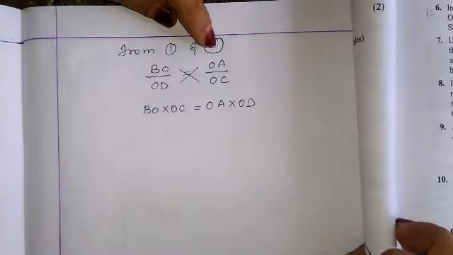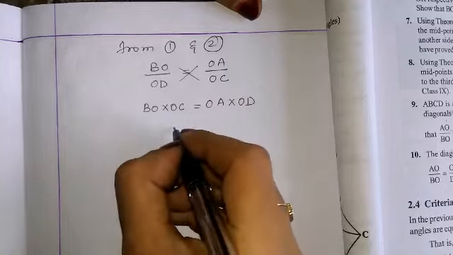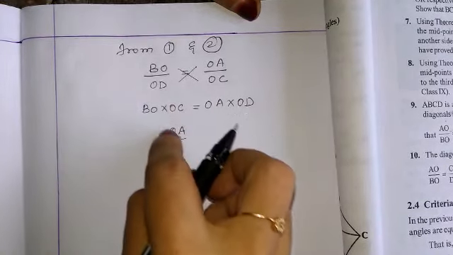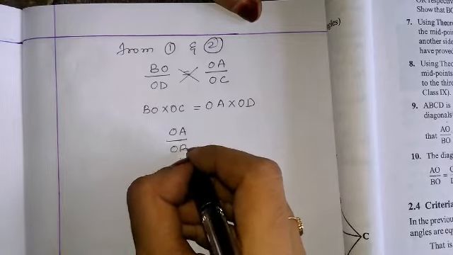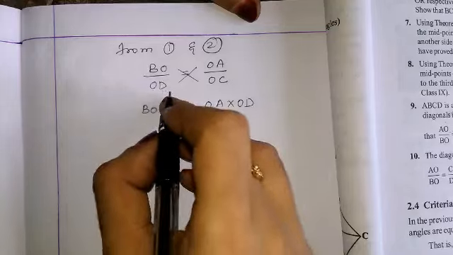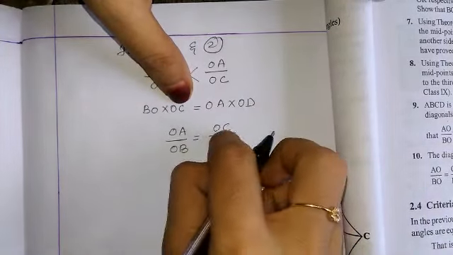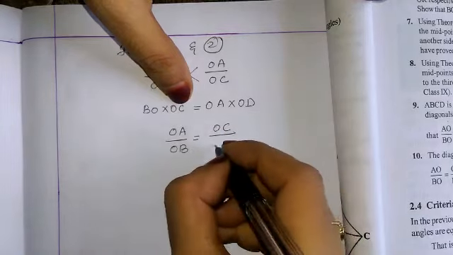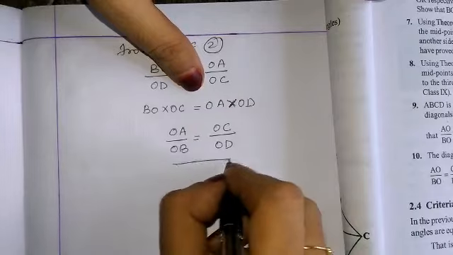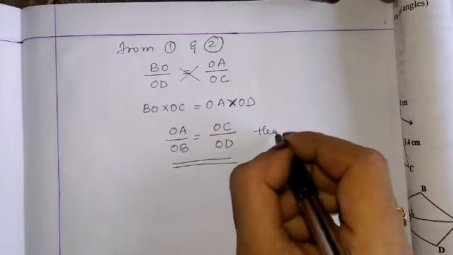Now what do we want first? We want OA. I'll keep OA on this side as it is. BO I will bring down, we got OB. On this side we want CO, so OC I'll keep as it is. OD I'll bring down, because multiply will become divide. So hence proved.